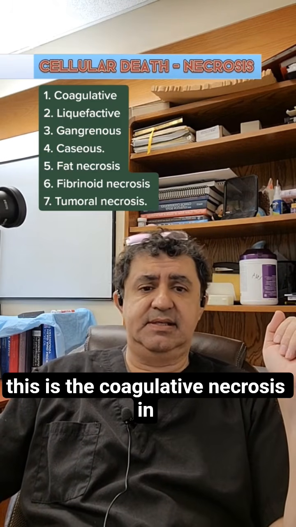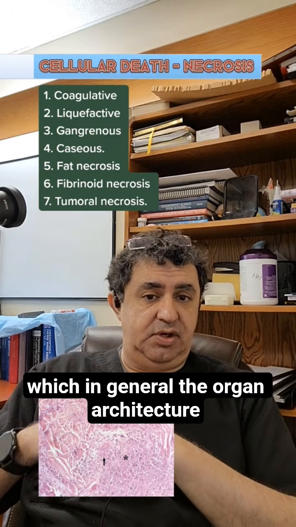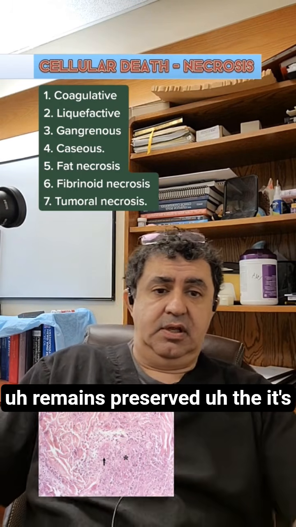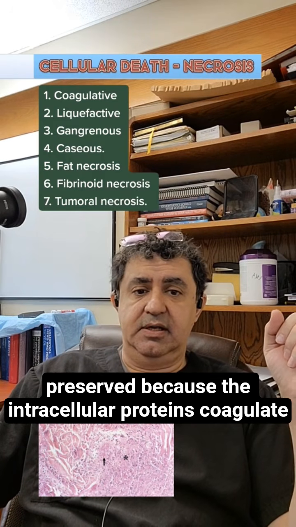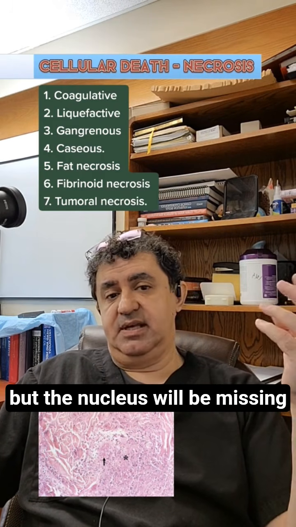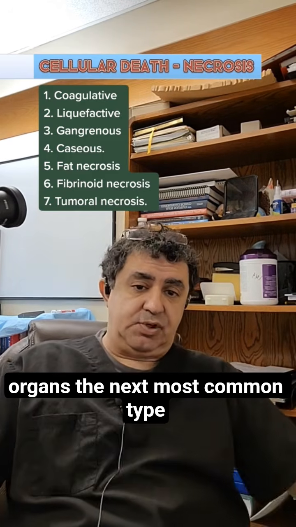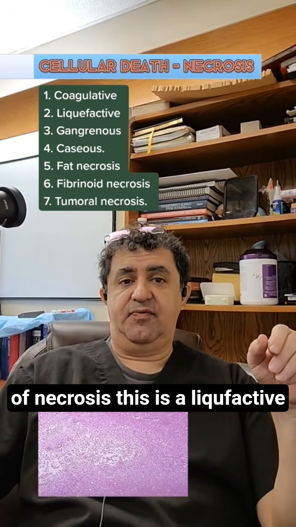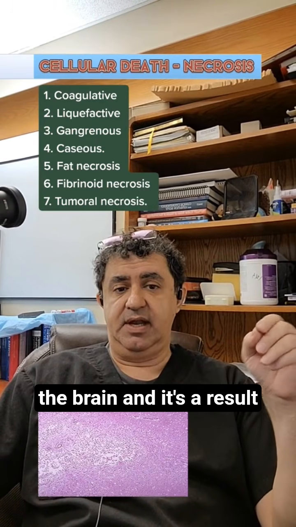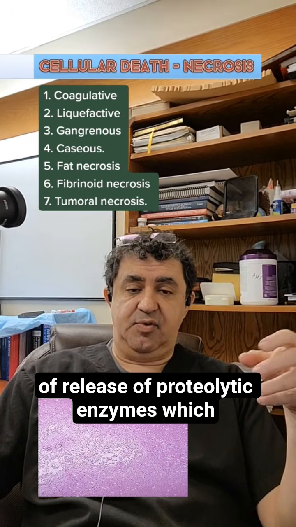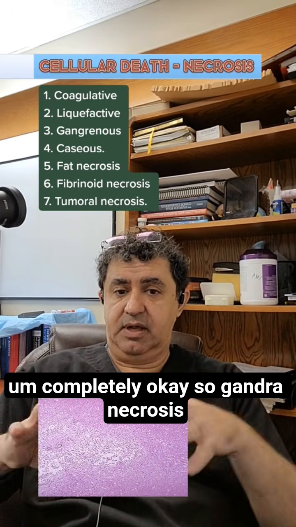The most common type, this is the coagulative necrosis, in which in general the organ architecture remains preserved. It's preserved because the intracellular proteins coagulate, but the nucleus will be missing when we examine these organs. The next most common type of necrosis, this is a liquefactive necrosis, and it's a type of necrosis that we often observe in the brain. And it's a result of release of proteolytic enzymes which simply digest the tissue completely.